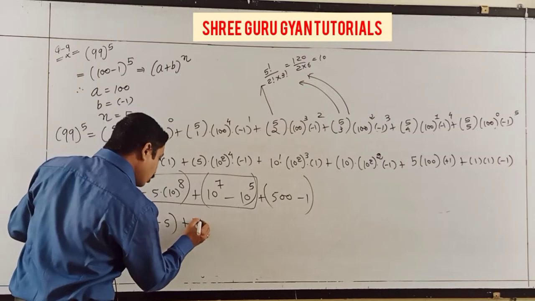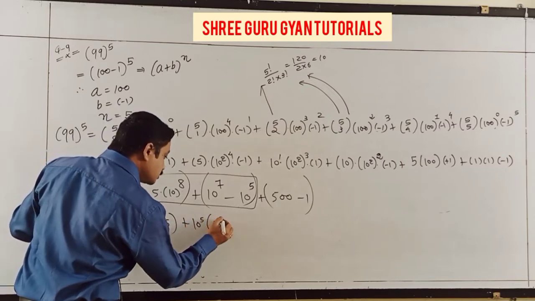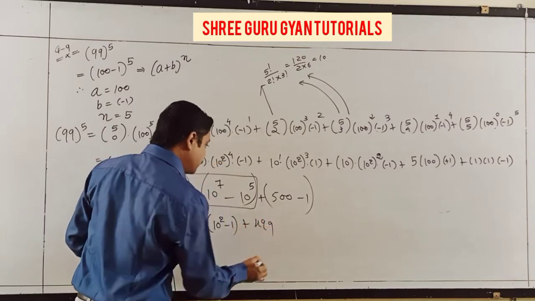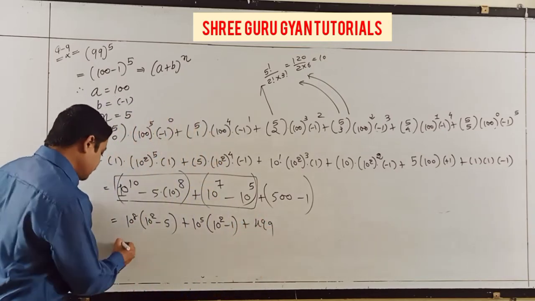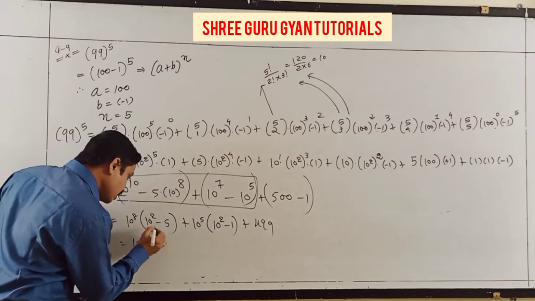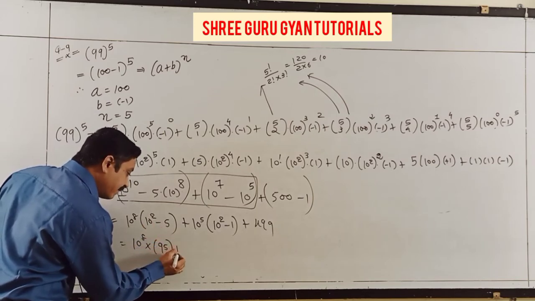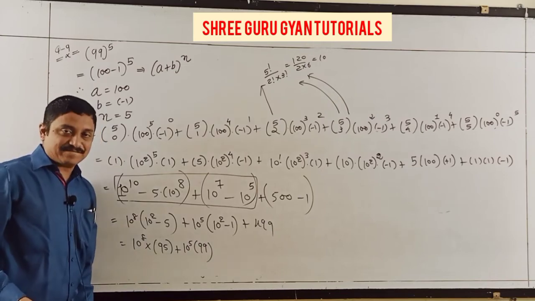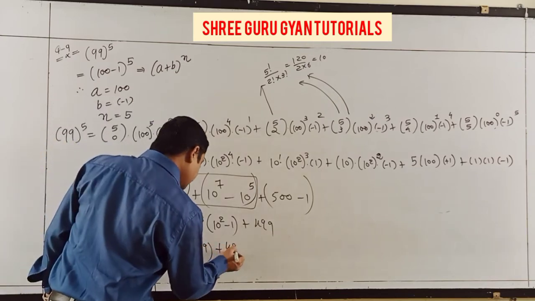Here 10 to the 5 is common. Here 10 to the 2 minus 2. And here 4, 99. So my data is 10 to the 8. Here 100 minus 5, 95. 10 to the 5, 100 minus 1, 99. And 4, 99 is an answer.